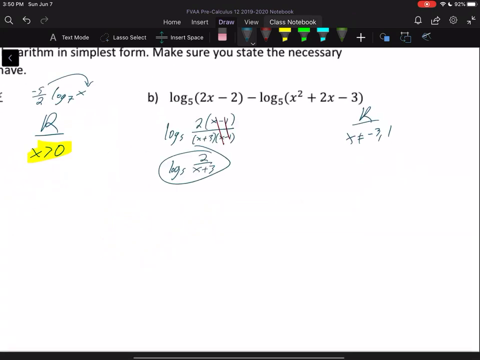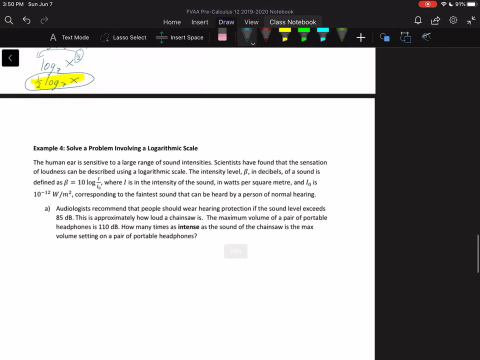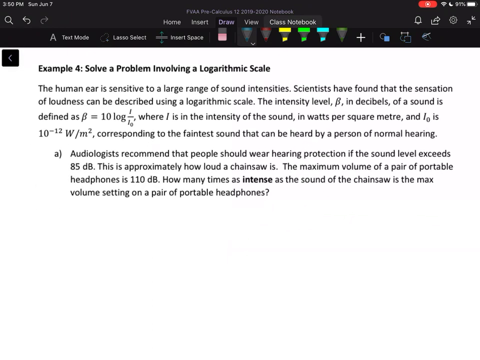Let's look at some problem solving here with some word problems here. So the human ear is sensitive to a large range of sound intensities. Scientists have found that the sensation of loudness can be described using a logarithmic scale. The intensity level, beta, in decibels of a sound is defined as beta is equal to 10 log I over I0, where I is the intensity of the sound in watts per square meter, and I0 is this value, 10 to the negative 12, corresponding to the faintest sound that can be heard by a person of normal hearing.